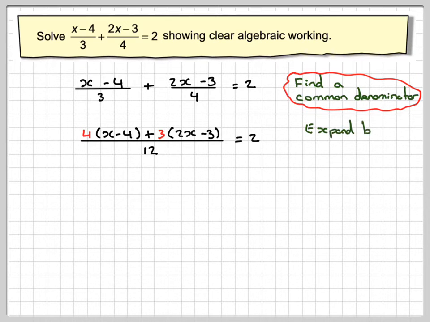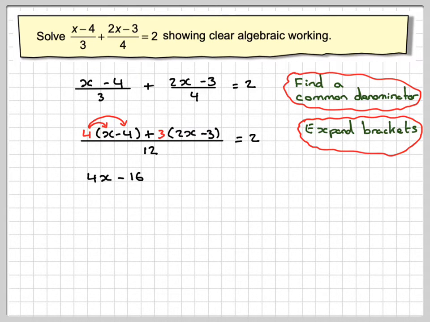Right, next I'm going to expand the brackets. So expanding the brackets, we're going to get 4x minus 16, 4 times minus 4, plus 3 times 2x, which is 6x, 3 times minus 3, which is minus 9.